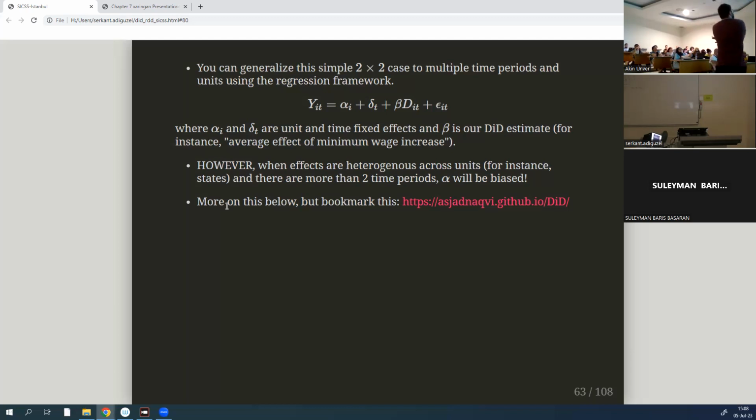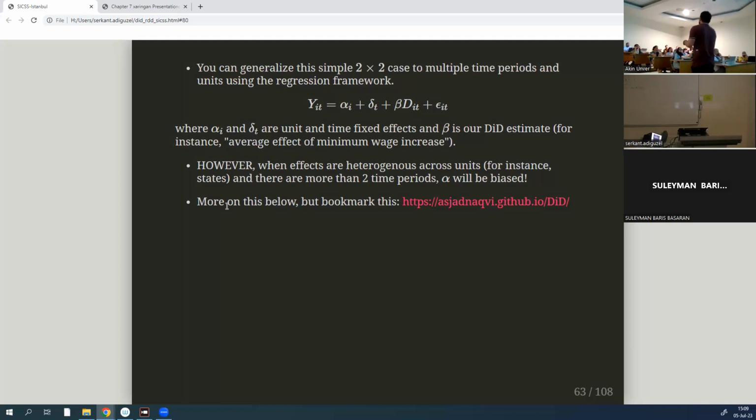But this is going to be biased. So the beta that you estimate here is going to be biased if there is variation in treatment timing, meaning different states adopting minimum wage increases at different times. Second, if the effects are heterogeneous across units.